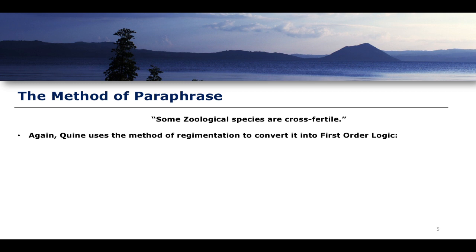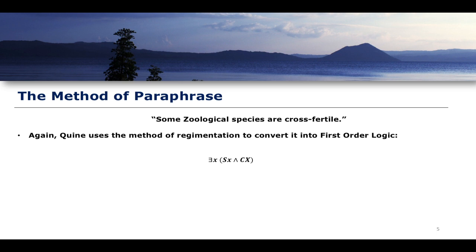Let's then commit this to regimentation. Let's convert it into first-order logic. This is what this sentence looks like in first-order logic. What does this sentence say? Well, we have the existential quantifier here, which says that for some x, we have Sx and Cx, okay? So what does this tell us?